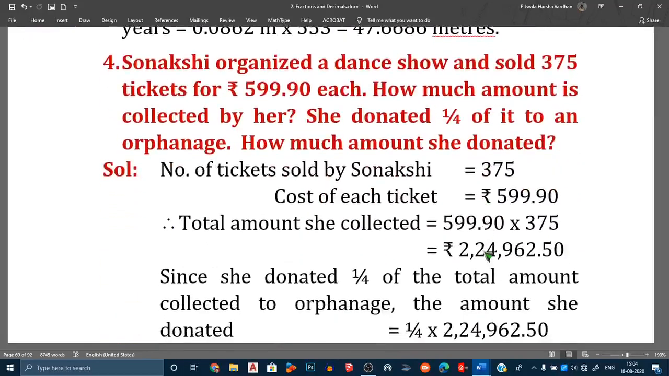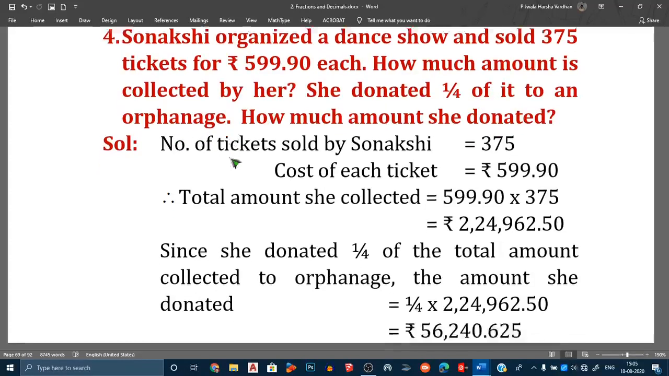Sonakshi organized a dance show and sold 375 tickets at rupees 599.90 each ticket. Each ticket costs this much for the dance show. How much amount is collected by her? You have to find out. So that's easy. By multiplying this one ticket cost with the number of tickets, you can find out how much amount was collected by her. After collecting, she donated 1/4 of it to an orphanage. Okay. So how much amount she donated to the orphanage, we have to find out.